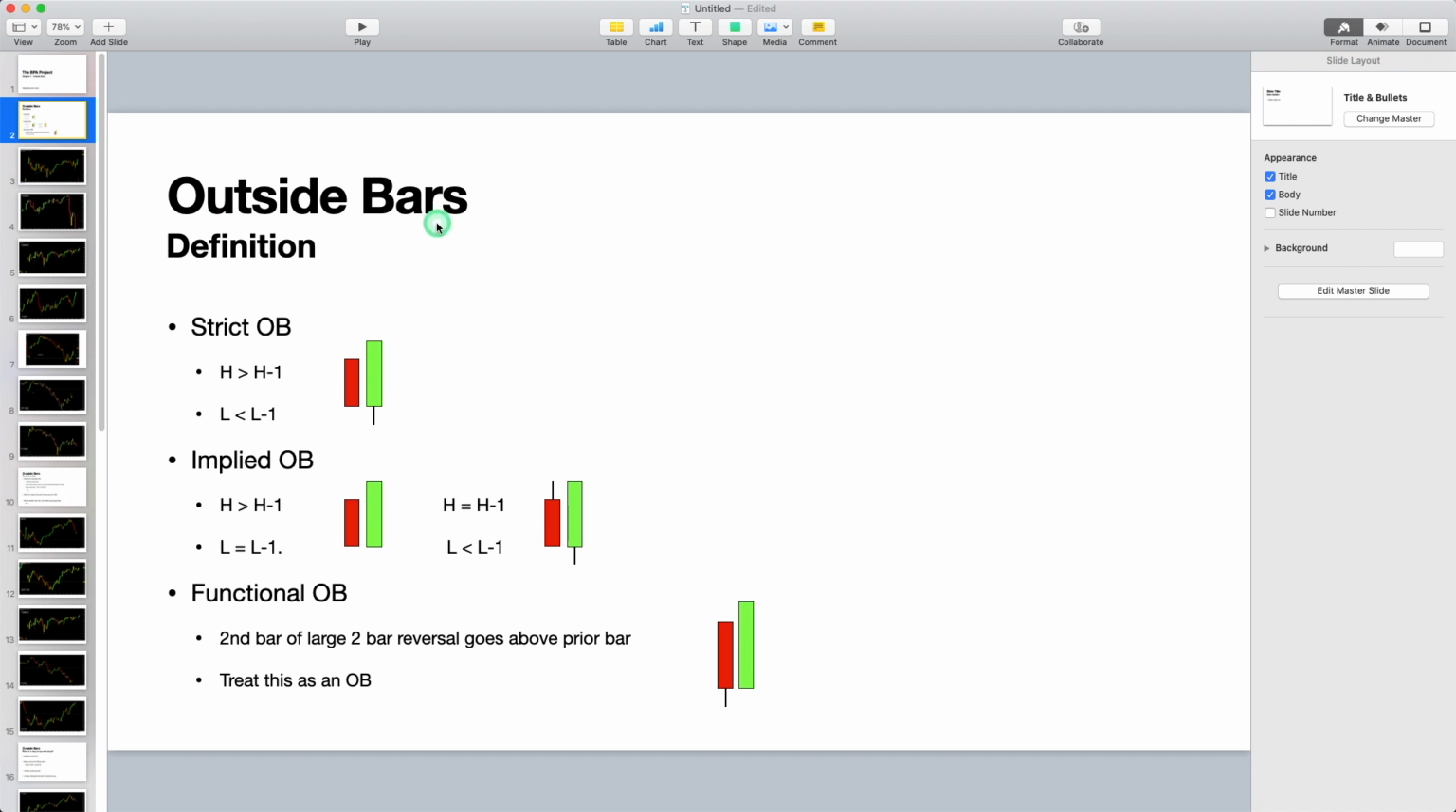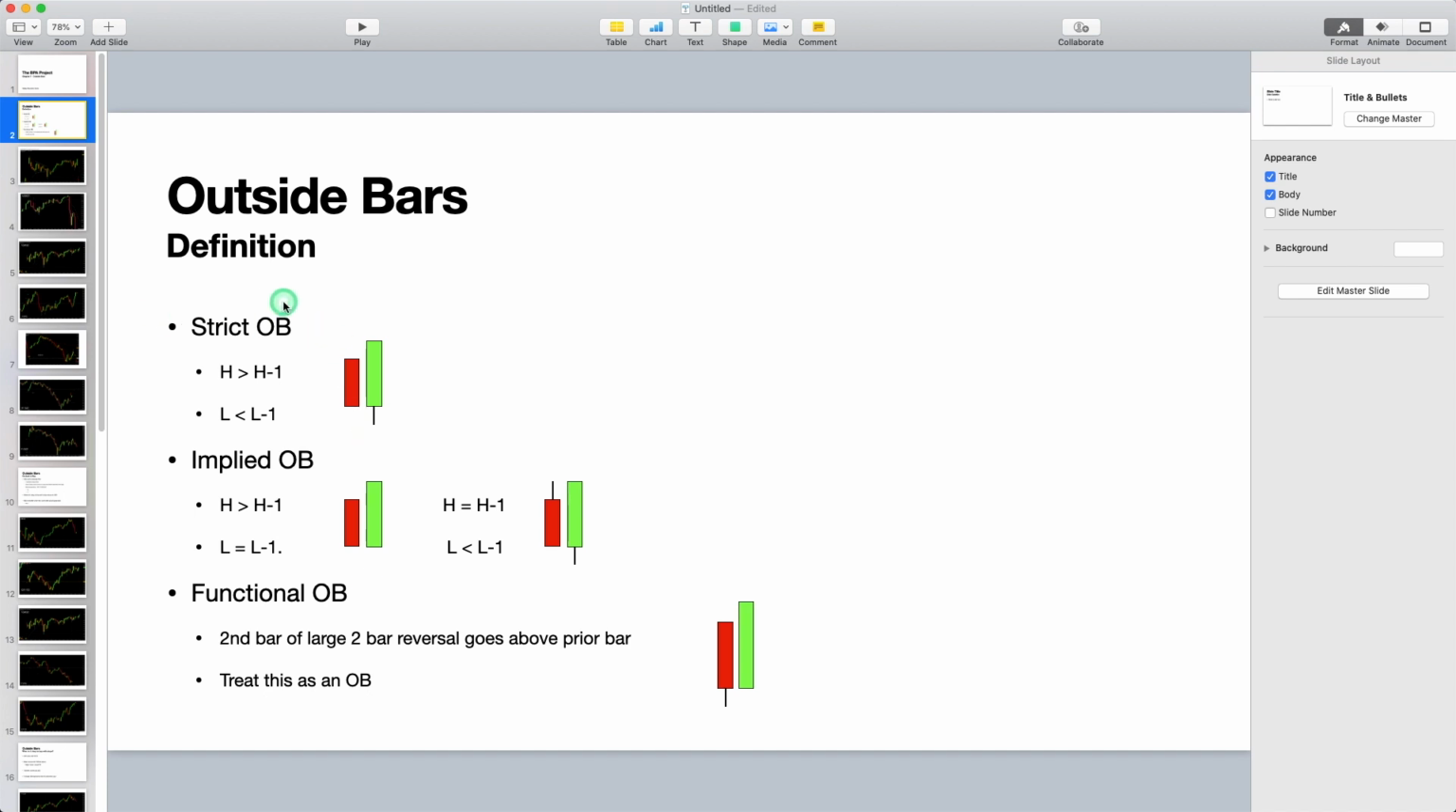So I'm going to start with the definition of an outside bar. And I have it classified in three ways: strict outside bar, implied outside bar, and functional outside bar. Al doesn't define them in these three ways, so you can choose to ignore it if you want to go strict by the book. But these classifications help me separate them in my mind, even though they're traded in a similar way. It just helps me understand the concept.